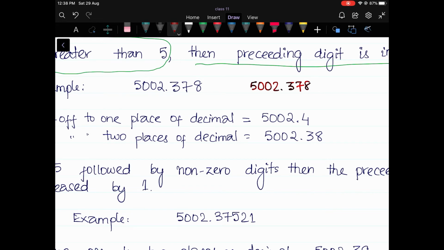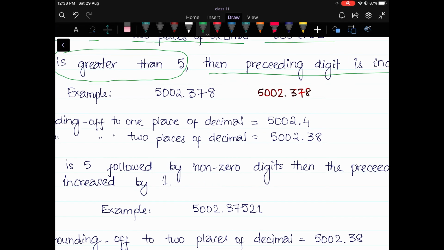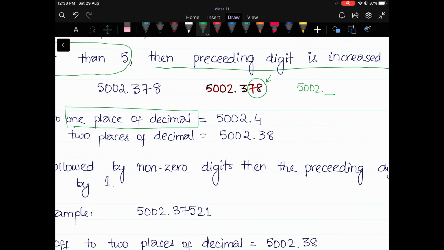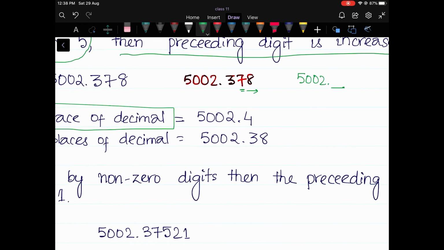Now I want to round it off to 1 place of decimal. That means I want to write 5002 point some number, and then I want to drop these numbers because I want to write only 1 place of decimal. So I'm going to start dropping numbers starting from 7. So this 7 has to be dropped and all the numbers after that. But we see that this number that is to be dropped is greater than 5. Of course 7 is greater than 5. So the preceding number should be increased by 1. That's why we have written here 4.